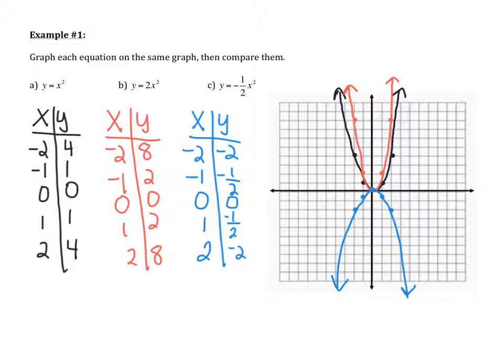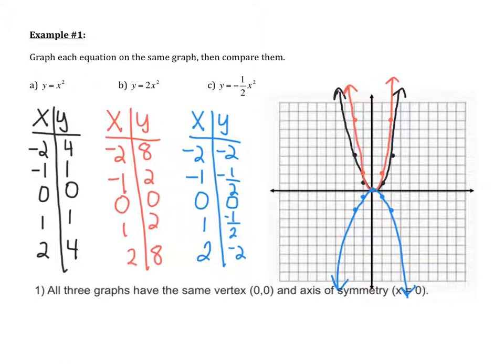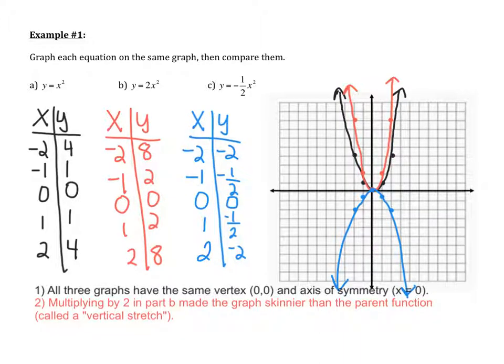So let's compare these. I know we kind of already have, but let's put it in writing. First, note that all 3 graphs have the same vertex at 0, 0, and the same axis of symmetry, which is the y-axis, which remember the equation that represents the y-axis is x equals 0. Multiplying by 2 in part B made the graph skinnier than the parent function, y equals x squared, and becoming skinnier is actually called a vertical stretch.